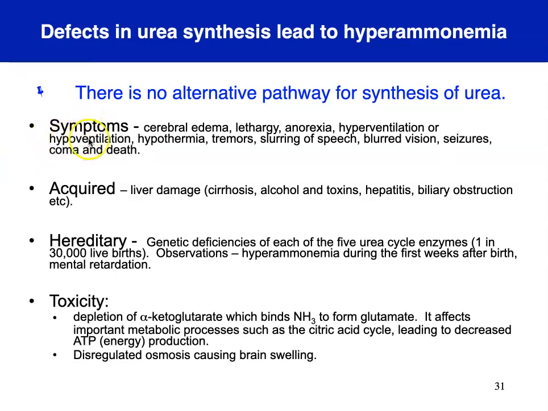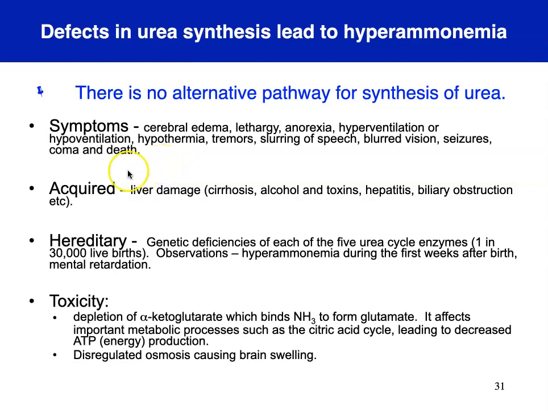The symptoms of hyperammonemia are cerebral edema, that basically means swelling of the brain. Lethargy means the person is kind of tired and goes on and off consciousness in a way, kind of sluggish. Anorexia, lack of appetite. Hyperventilation or hypoventilation, which means either increased breathing or decreased breathing based on the level of damage. You might want to increase your breathing, to emit more gases, I guess, if that's needed. Or sometimes the breathing center can be affected, and that may suppress breathing. Hypothermia means decreased temperature of the body. Tremors or shaking, sluggish or slurred speech, not a very clear speech, blurred vision, seizures, coma, and death.